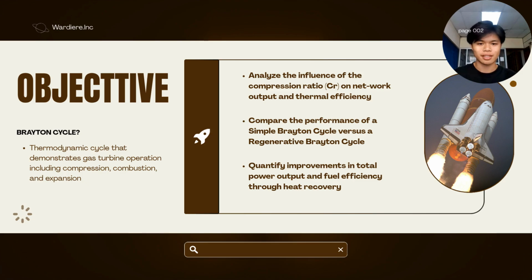So what is Brayton cycle? Brayton cycle is the thermodynamic cycle that demonstrates gas turbine operation that includes compression, combustion, and expansion.